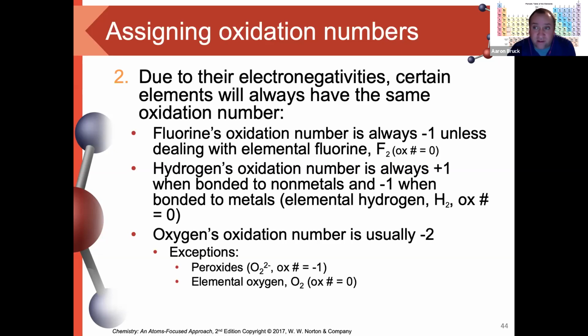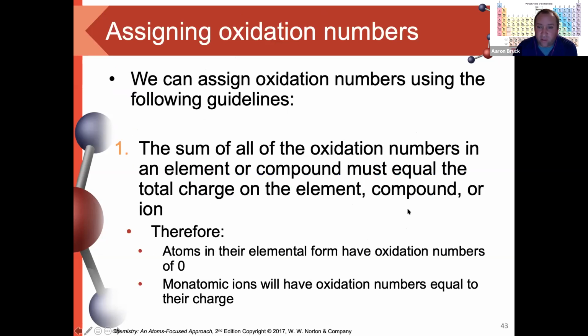Hydrogen, when bonded to metals and forming metal hydrides, is always going to have a -1 charge. So it's either going to be +1 or -1, or 0 if it's elemental hydrogen. Those three elements, two of which are extremely common elements that we find in lots of compounds, are going to have pretty consistent guidelines, pretty consistent oxidation states.